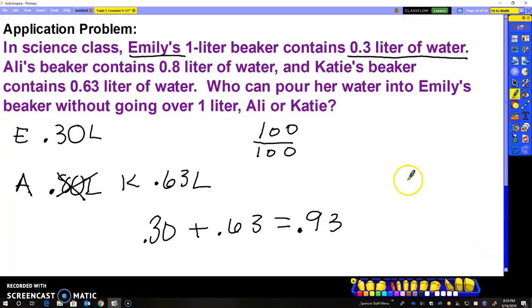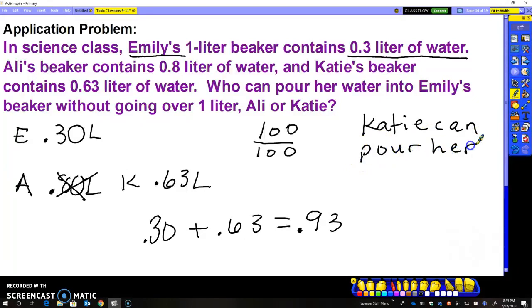Okay, so little science class for math today, but not too bad. So who can pour their water in? Katie can pour her water into Emily's.